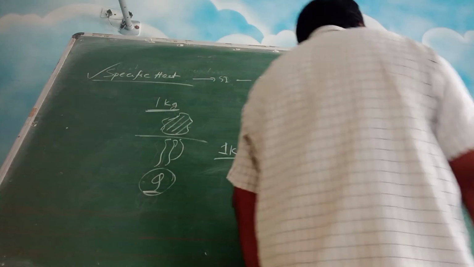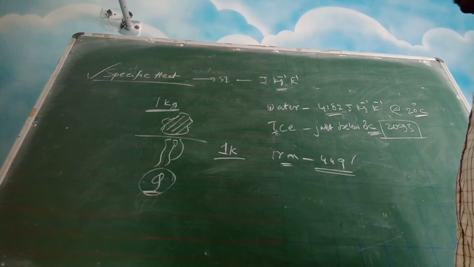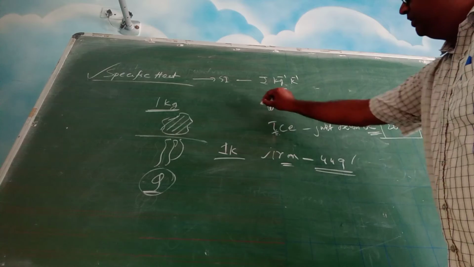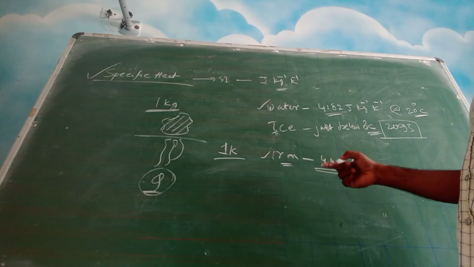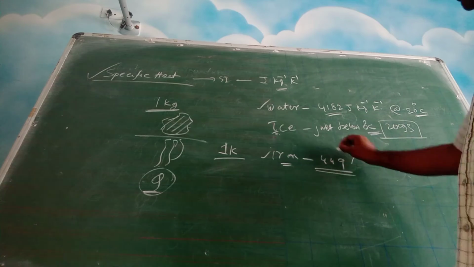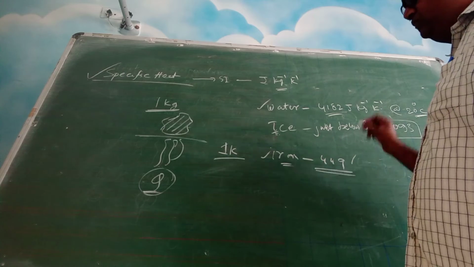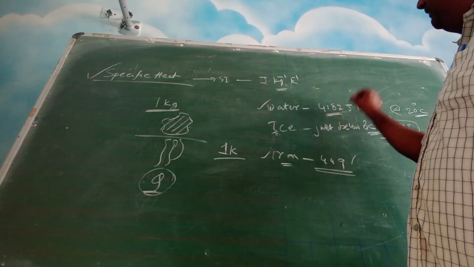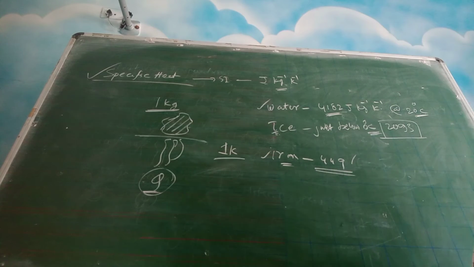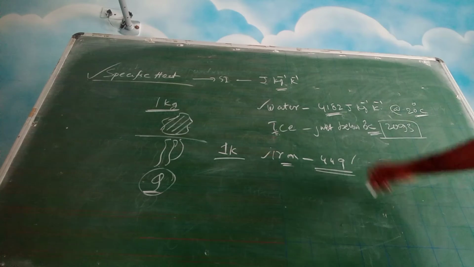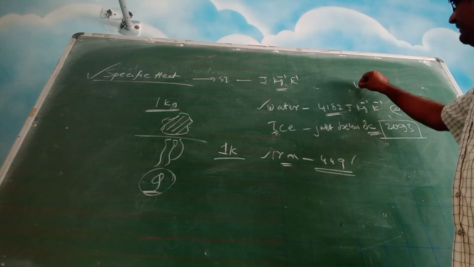Now you see, looking at the values, is it easy to raise 1 Kelvin of iron or water? Iron gets heat, the temperature of iron rises faster because less energy is supplied, no? How much energy is supplied here? 449 joules is supplied. How much is to be supplied here? 4182. You can see this is almost 9 times. 9 times more heat has to be given to water so that its temperature rises by 1 Kelvin.